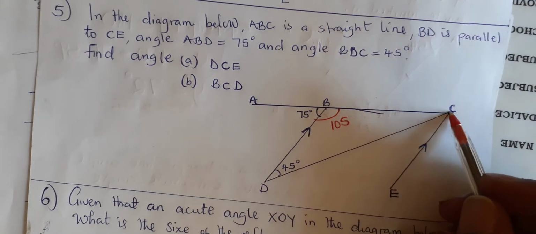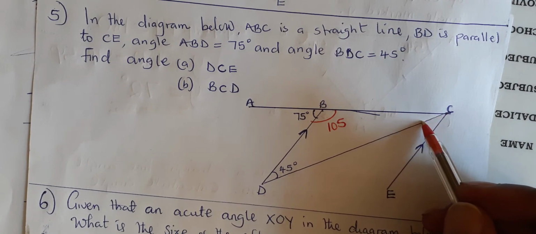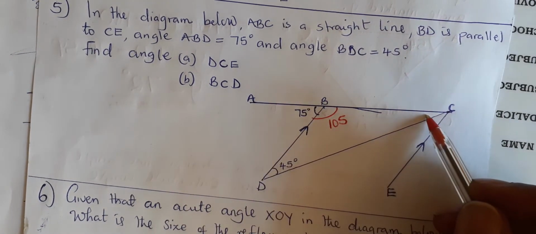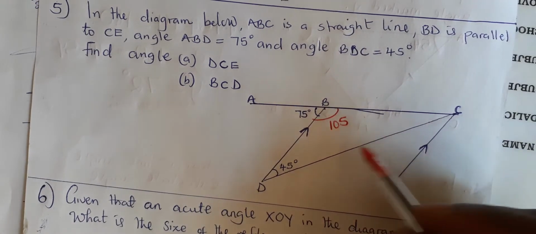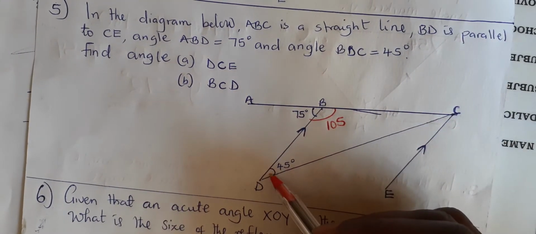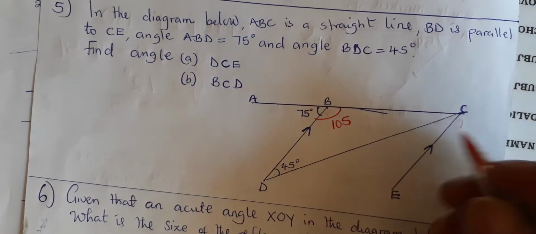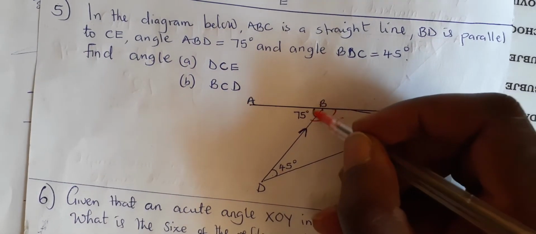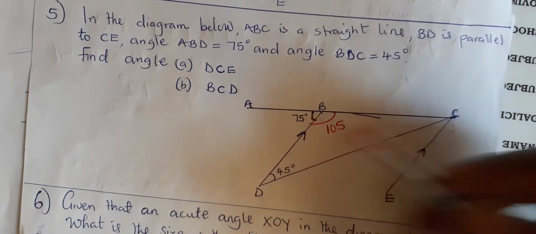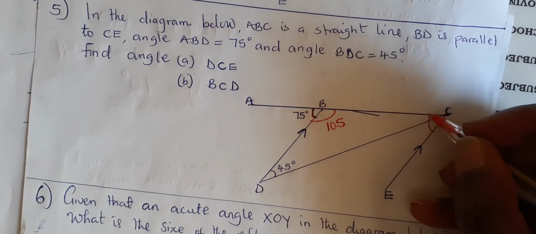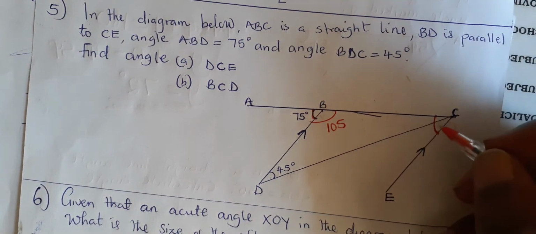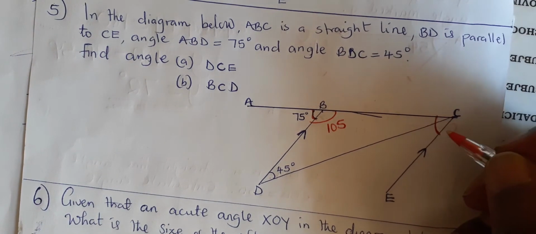And when you look at where this line is coming from, which one is the easier way of doing it? If this is 75, this line is parallel to this one, then it means this whole angle here also is 75. Take note of that.